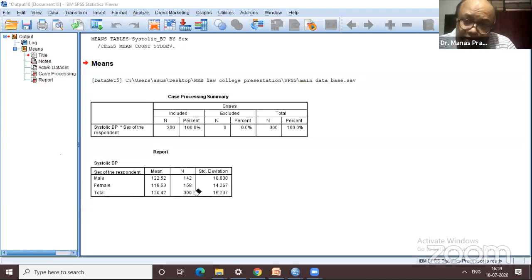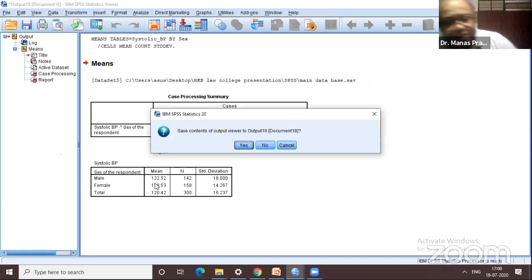Now we have to check whether this is true for the whole population or not. For that, I have to go for a statistical test, the independent sample t-test. Why independent sample? Because there are two groups, one male and one female, and both groups are non-overlapping. A person from the male group cannot be a member of the female group. So it's a non-overlapping group, and I have to use the independent sample t-test.